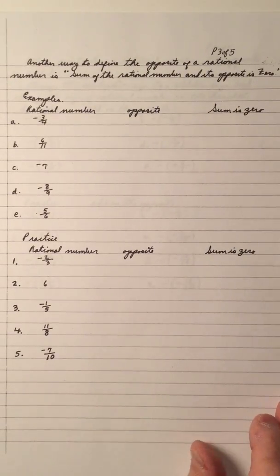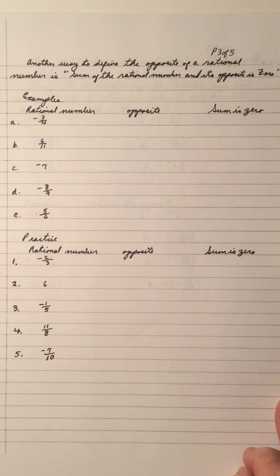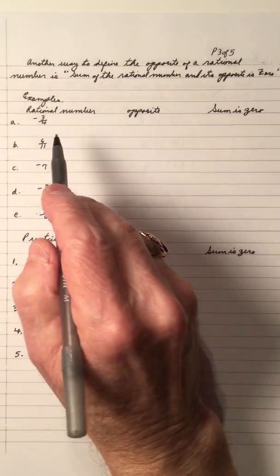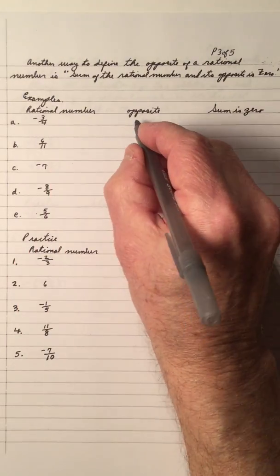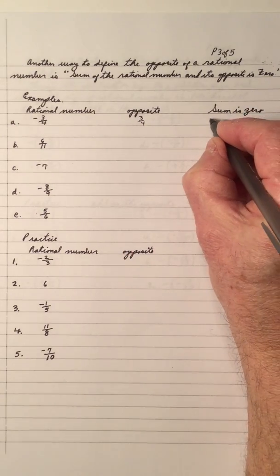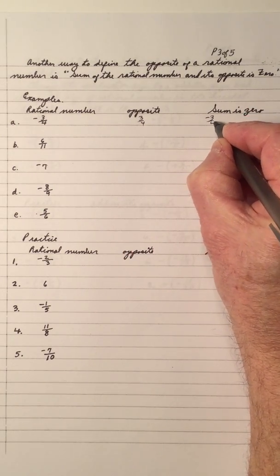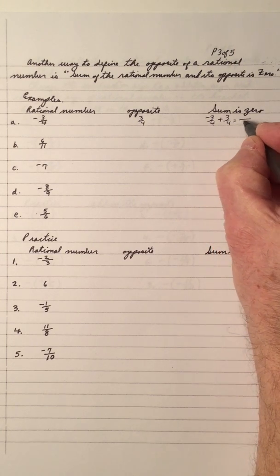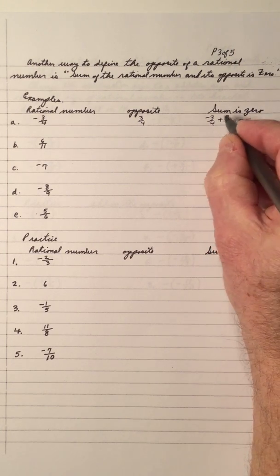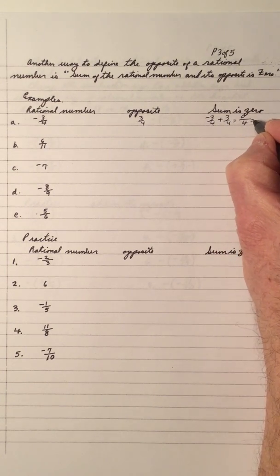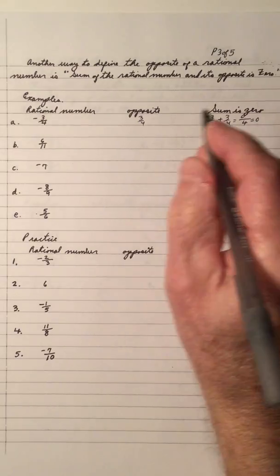Another way to define the opposite of a rational number is that the sum of the rational number and its opposite is 0. So let's do some examples. The rational number is 3/4. Its opposite is negative 3 over 4. So if you add negative 3 over 4 and 3 over 4, you have a common denominator of 4. Add up the numerators, you get 0. So 0 over 4 is 0.